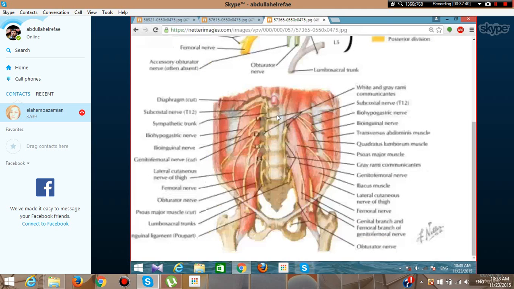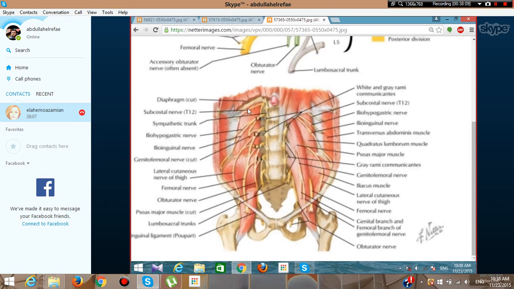Where do you find them? In the posterior abdominal wall, behind the kidney. So do you see this one is L1? It is split into two. The one above is iliohypogastric. The one below is ilioinguinal.